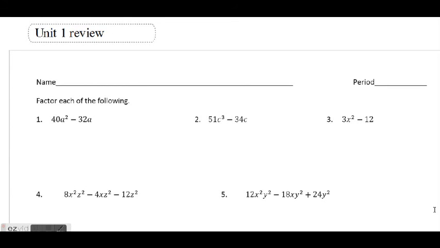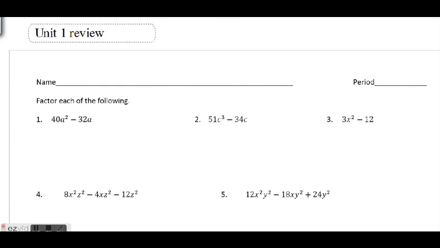So here's the review for Unit 1. Alright, first part is factor each of the following. Well, you notice there's only two terms. So you're not going to try using the Rosso method when you have two terms. You're just factoring out the greatest common factor.